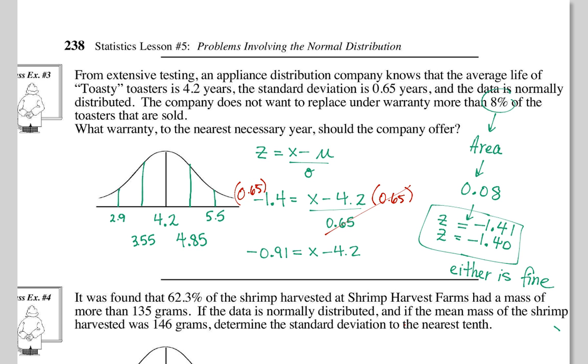Now how do we solve for x? What's the opposite of minus 4.2? Okay, add it to both sides. And you solve for x. 3.29.